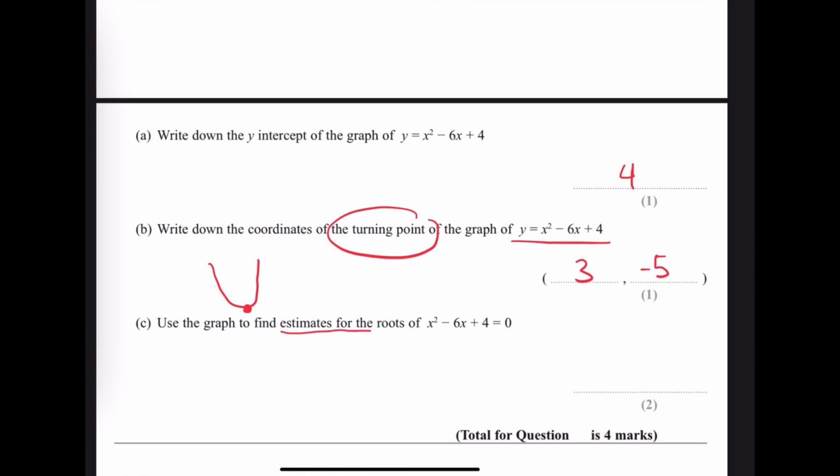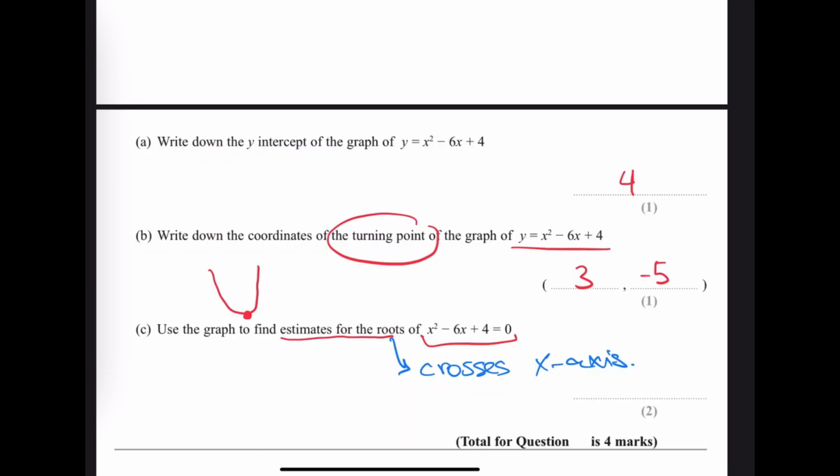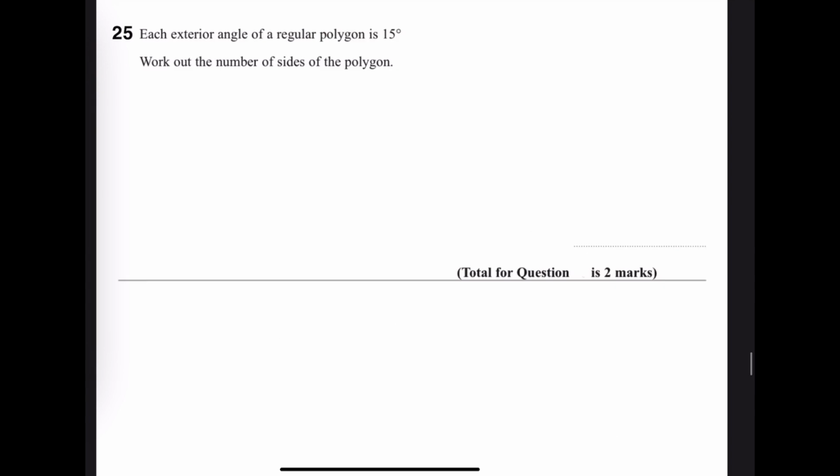Use the graph to estimate the roots of x squared minus 6x plus 4. What the roots mean is wherever it crosses the x-axis. If we look at the graph, we're just going to see where the curve crosses the x-axis. All we have to do is read them. So this is around 5.2. Over here, it's around 0.8. So 0.8 and 5.2.